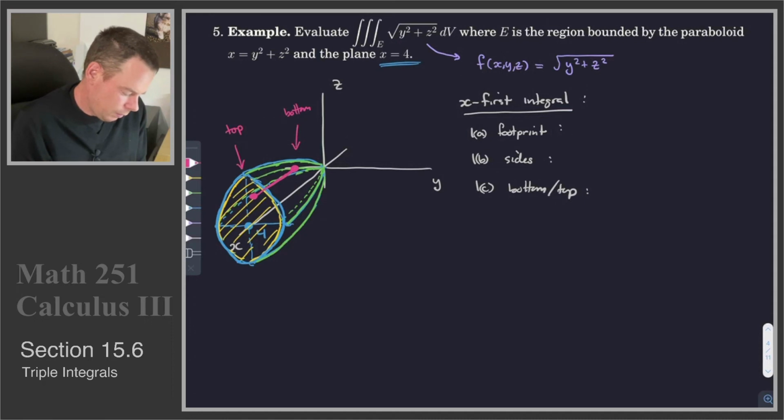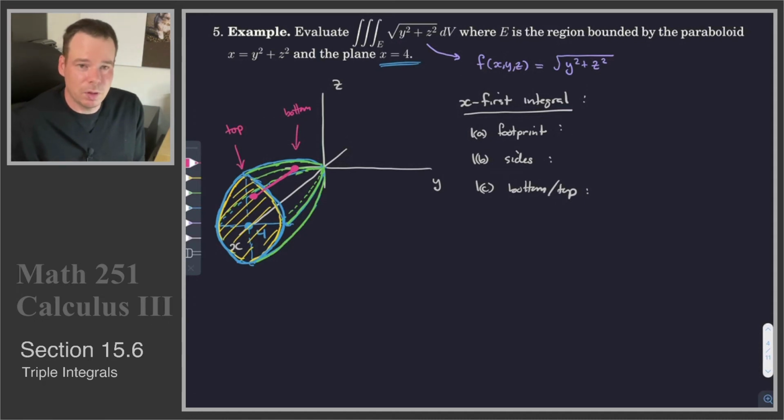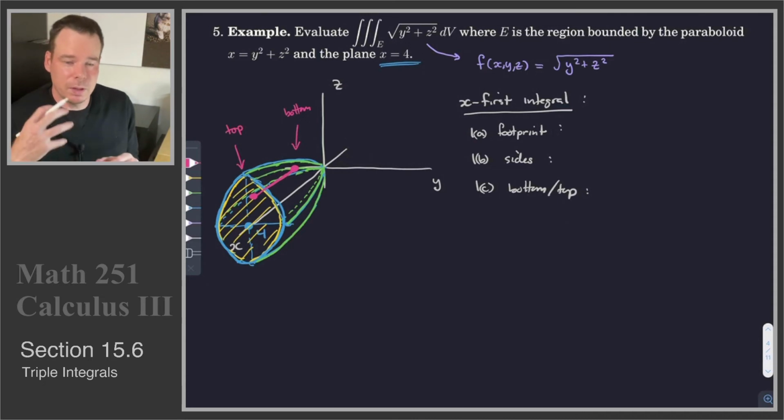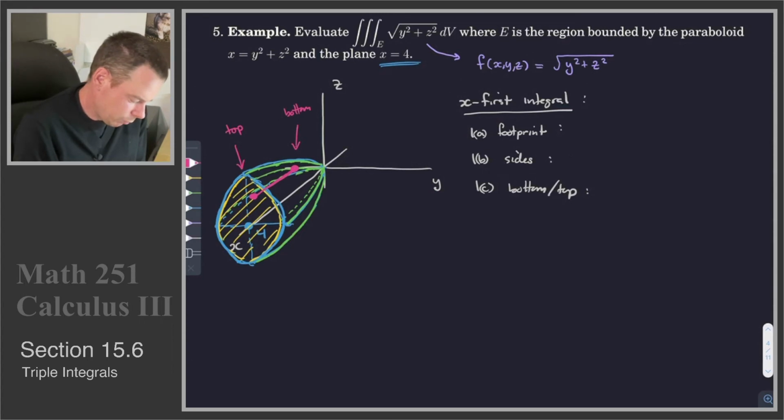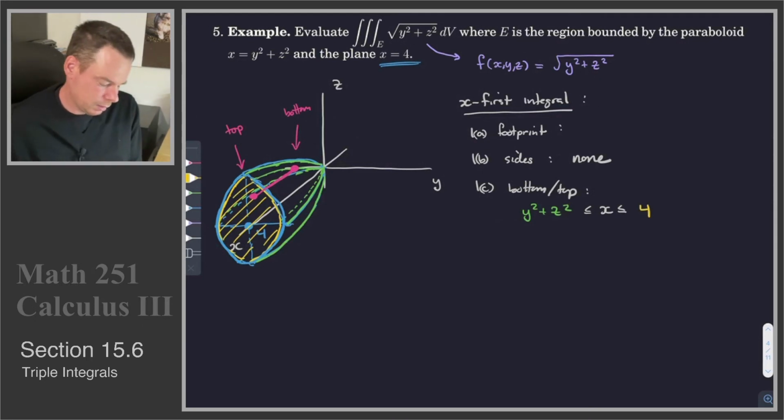And if it happens that the entire line segment lives on one of the boundary surfaces, then that boundary surface would be a side. In this case, we don't have any sides. We basically have 2 boundary surfaces. We have the paraboloid and that end cap. The paraboloid forms the bottom, and the end cap forms the top. So for sides, we've got none. For bottom and top, the way we describe those is by just indicating the inequalities on x. So x has to be bigger than the points on the paraboloid, y squared plus z squared, and smaller than the points on the end cap, which correspond to x equals 4.